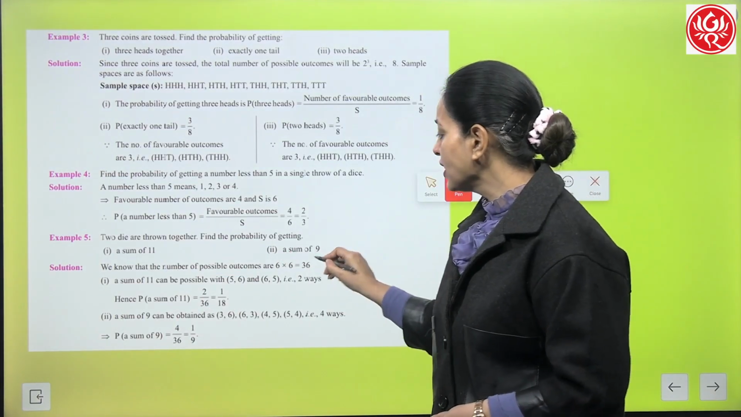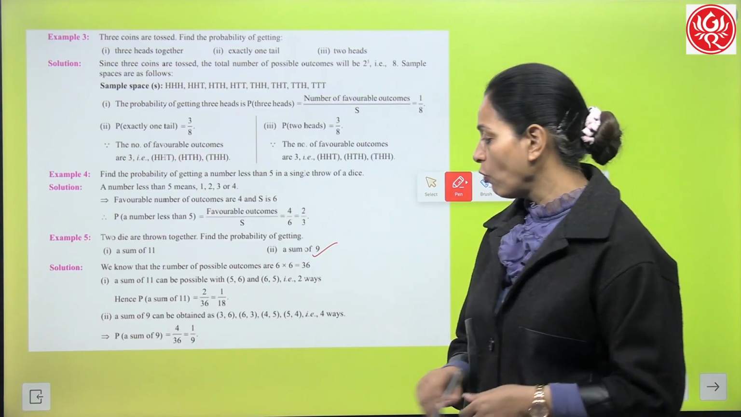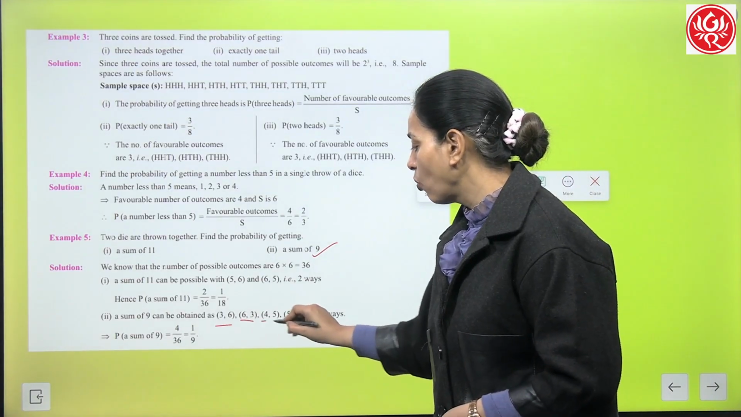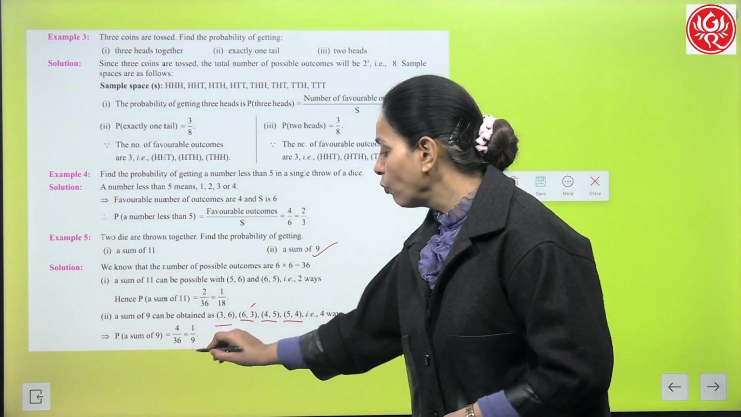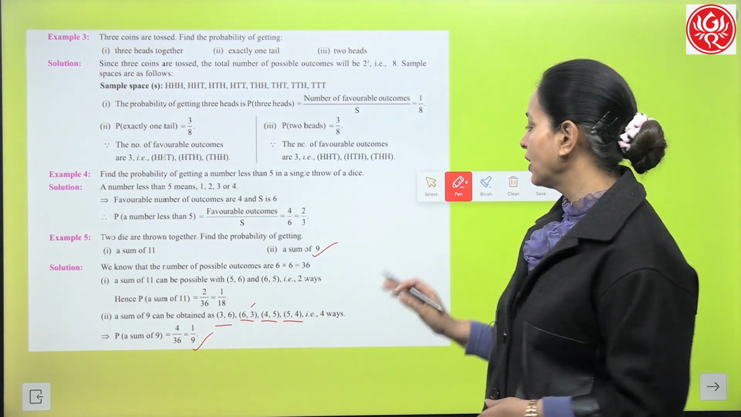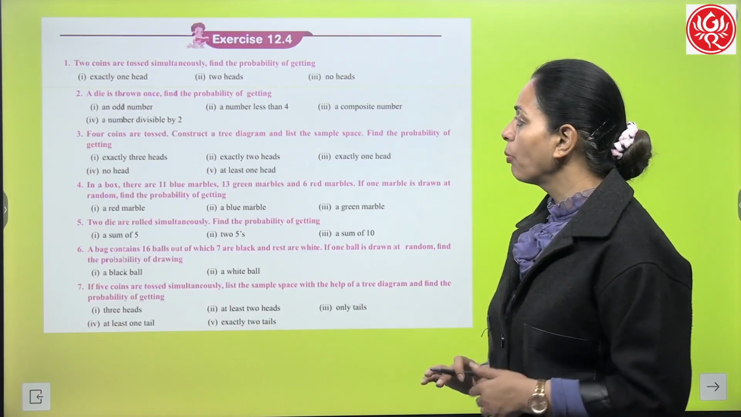Now the second is a sum of 9. Sum of 9: 3, 6, 6, 3, 4, 5, 5, 4. So 4 cases, 1, 2, 3, 4. So 4 out of 36, 4 by 36, that is 1 upon 9.